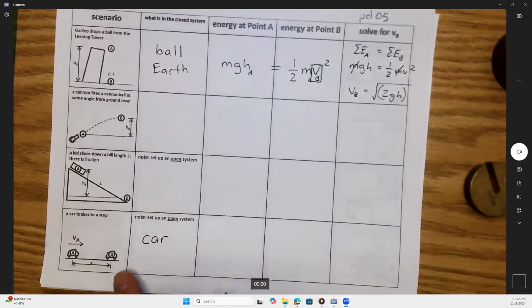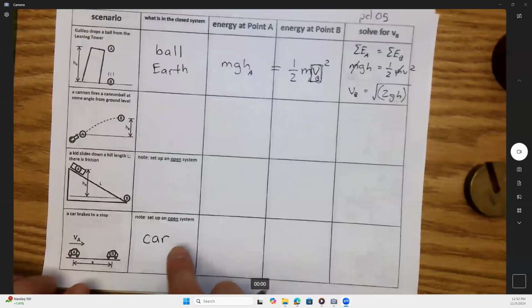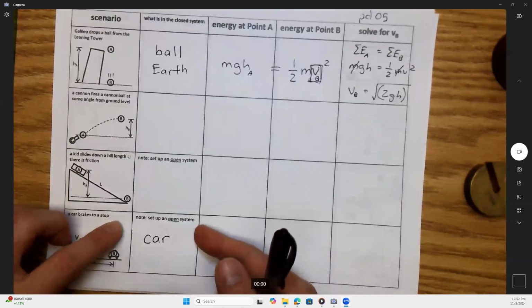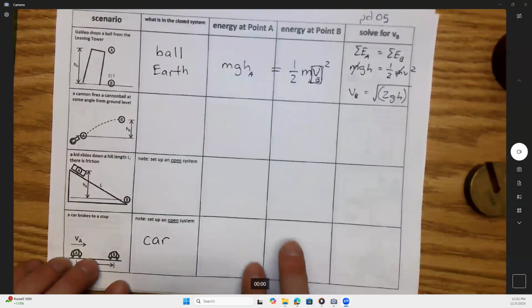Now, guys, as the car is braking to a stop, what object is providing the force? Yeah, the friction from the road. Now, here's where this is going to be a little different than most of these. I'm not going to include the road. I'm just going to only focus on the car. Since there is an external force that's provided from the road, that means it's an open system, just like it says. Which means that these boxes are a little different.